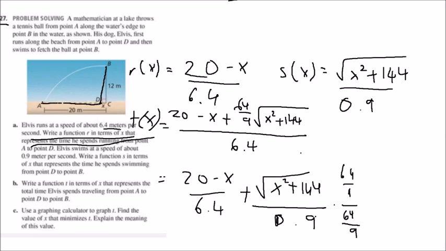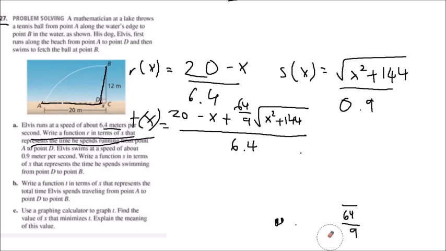Use a graphing calculator to minimize t. I'm not going to use a graphing calculator because that will take forever. I might put a graph of the thing at the end. It'll probably be somewhere pretty close to D, maybe right here. But I won't use a graphing calculator because that'll just take too long. But that's going to be it for today's lesson.